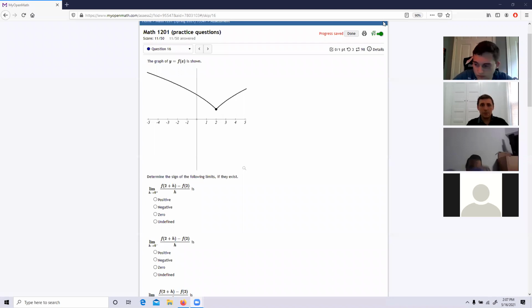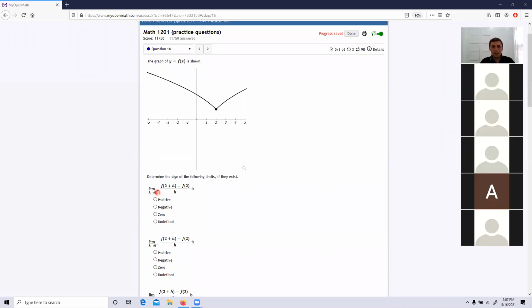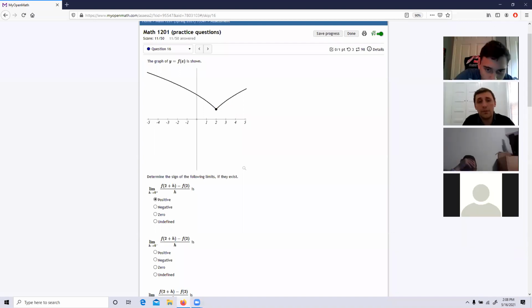As h goes to 0 plus, positive, negative, 0, or undefined. Look at it. What does it mean to have h going to 0 plus? What's happening? Look at this curve. And the answer is obviously positive. If it's h plus, that means I'm approaching, my second point is here, and I measure the slope from this black point to the red point. Do you agree? And the slope from the black point to the red point is naturally positive.